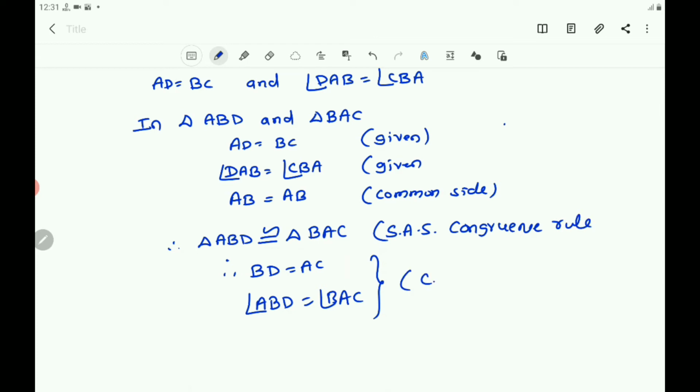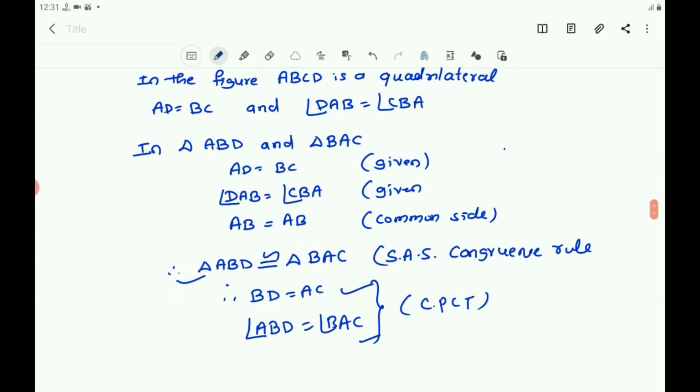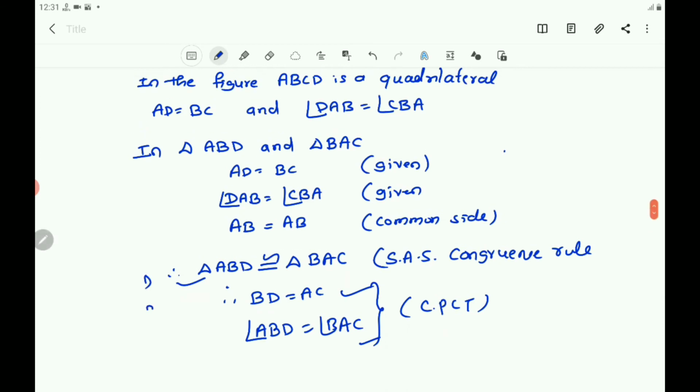And the reason is CPCT. Here you prove these two triangles are congruent according to the SAS congruence rule. As triangle ABD and triangle BAC are congruent triangles, the corresponding parts are equal. Therefore, BD is equal to AC and angle ABD is equal to angle BAC. They are the corresponding parts of the congruent triangles, CPCT. So this is the first one, this is the second one, this is the third one.